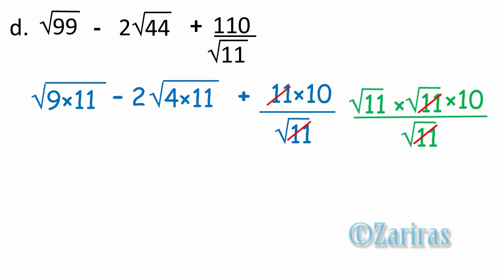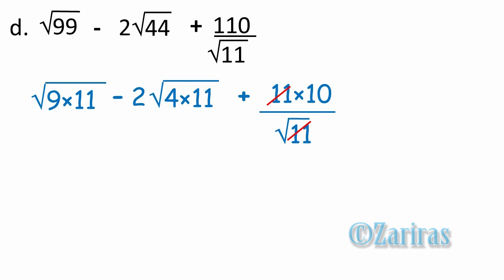The extended form is root 11 into root 11 into 10. So one root 11 will cancel and we get one root 11. So root 11 into 10, that is 10 root 11.